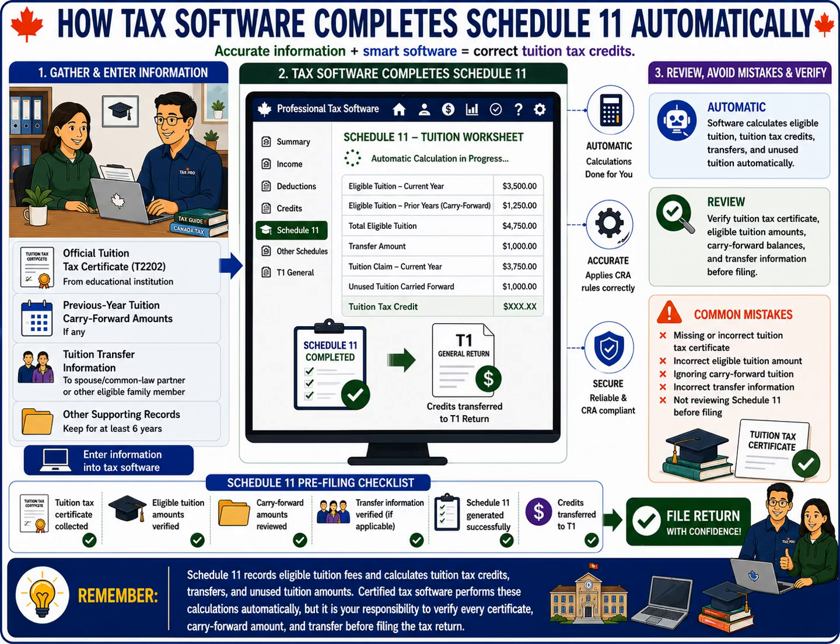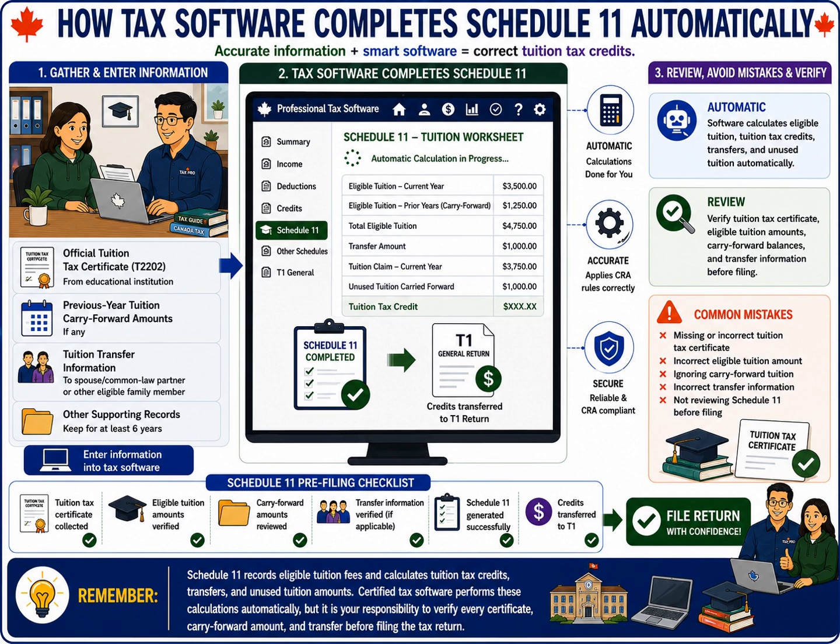Now let's see how Schedule 11 is completed in a professional tax preparation office using certified tax software. The process begins by gathering all of the student's tuition-related documents. These typically include the official tuition tax certificate issued by the educational institution, records of any unused tuition amounts carried forward from previous years, information about eligible tuition transfers, and any supporting CRA documents. Collecting complete and accurate records is the foundation of preparing Schedule 11 correctly.